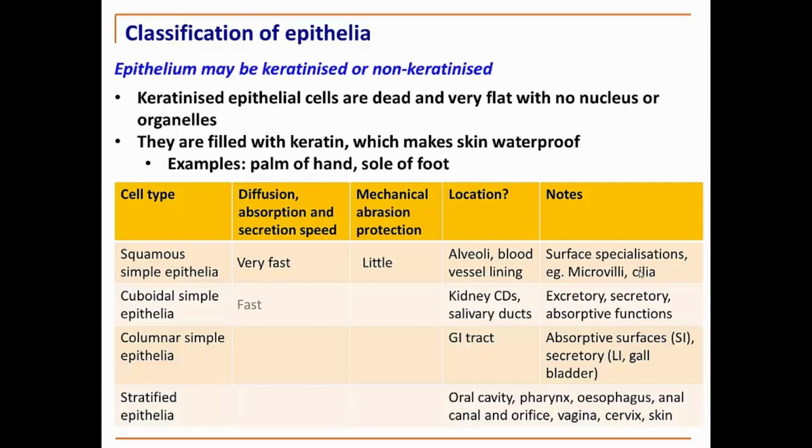So what about diffusion across our kidneys, for example? Well, yes, that has to be pretty fast. Okay, so they're still quite thin, not as thin as the squamous, which have been flattened. So they're a bit bigger. So they're cuboidal. So they're still fast, but not as fast. Do they have any protection against abrasion? No, not really. Not very much at all.